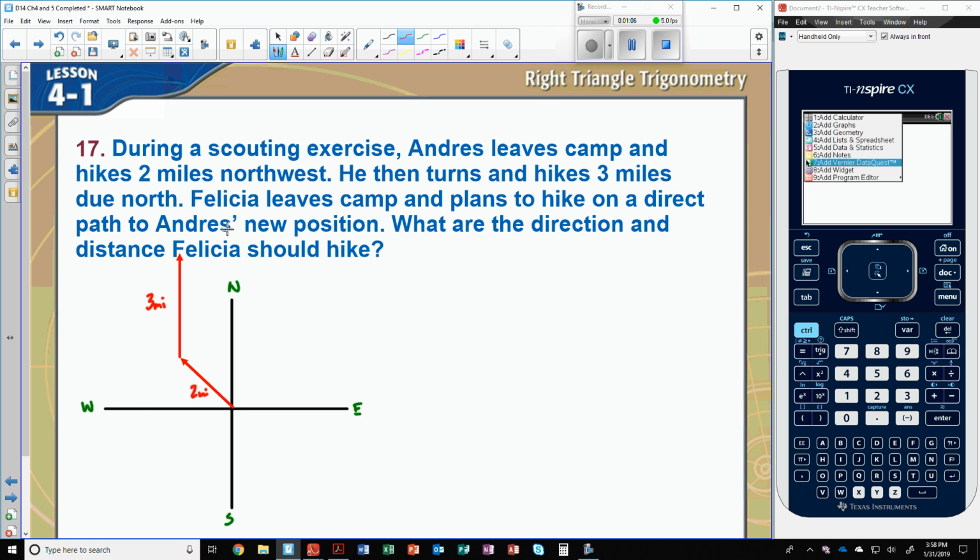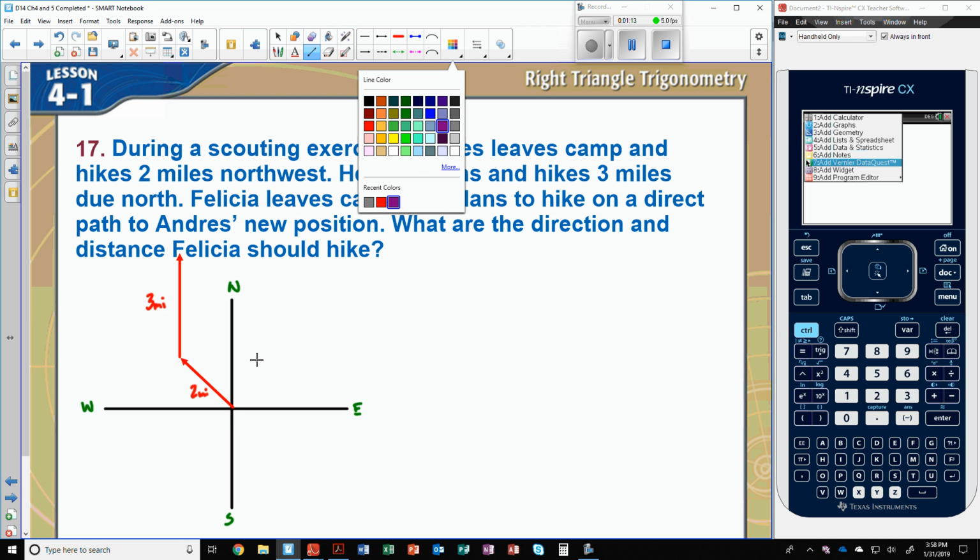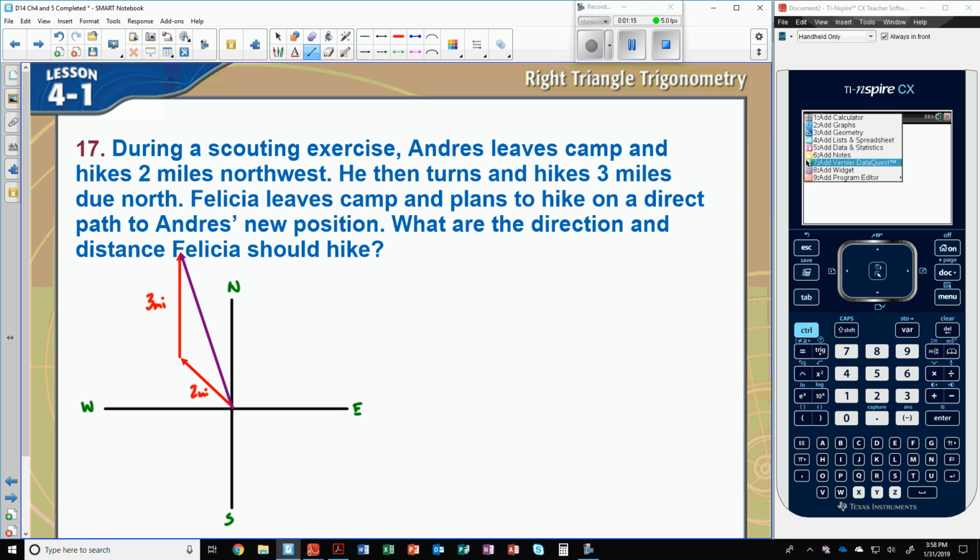Now, Felicia wants to meet him, but she wants to take the most direct path. Which path should she take? So what angle, direction, and distance? And so really what we're looking for is what is this angle here? That's what we're going to search for. And what is this distance there?